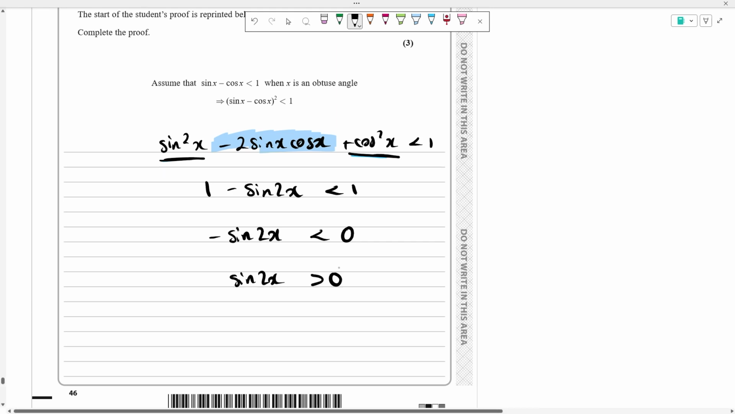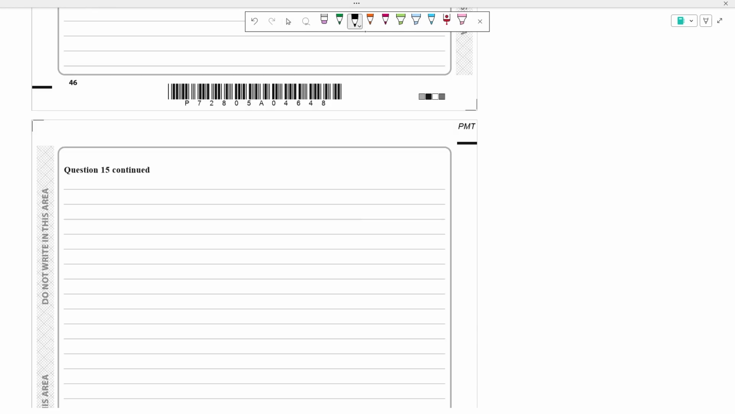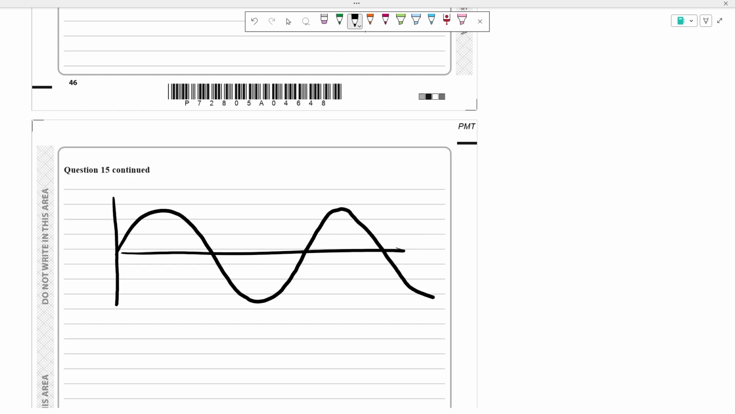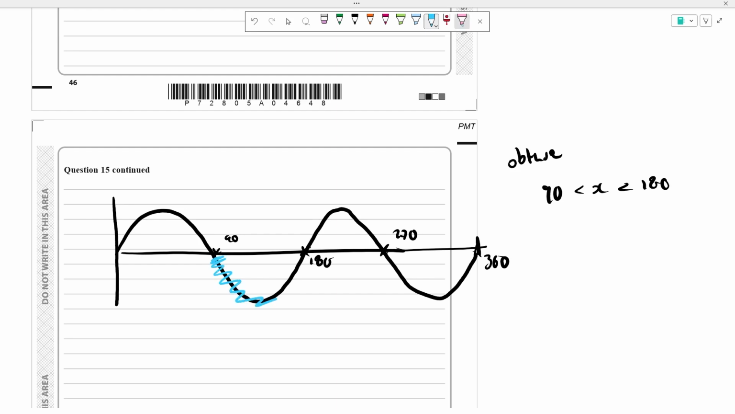Well, what values of x do we have where this is bigger than 0? Let's go ahead and draw the sine 2x graph. The sine 2x graph looks something like this. And essentially we have two revolutions within 360 degrees. Okay, it's going to be 90, that's 180, that's 270. Cool. And obtuse angles essentially mean bigger than 90, but less than 180 degrees. And you can see that in this region here, that is negative.